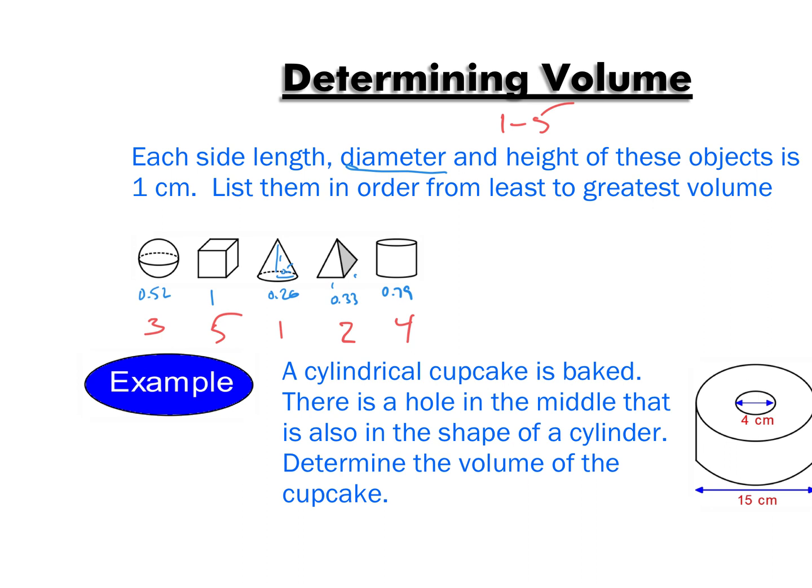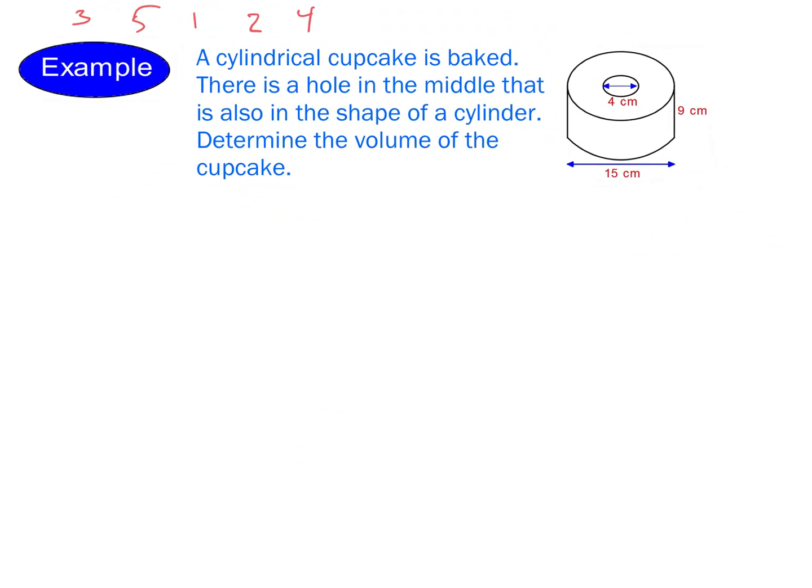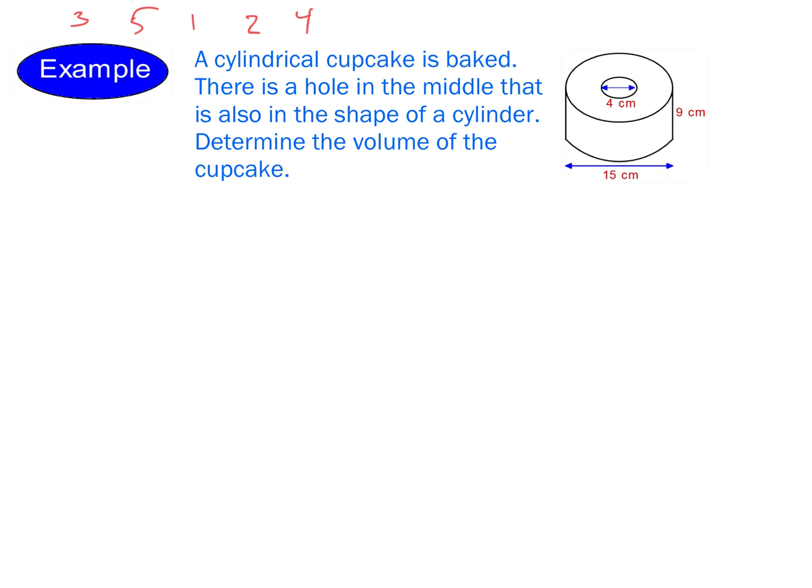All right, got a couple examples. Let's get to them. A cylindrical cupcake is baked. There's a hole in the middle that is also in the shape of a cylinder. What's the volume of the cupcake? This question's a lot like the Toonie question from your last assignment.